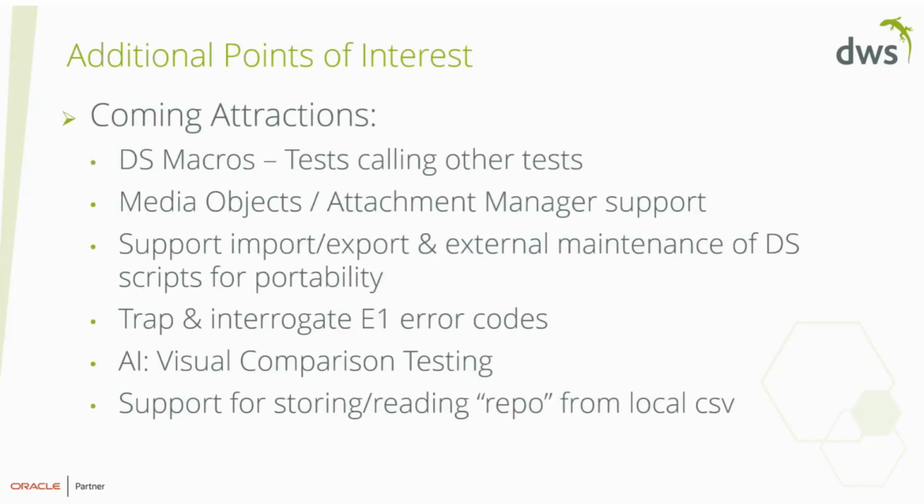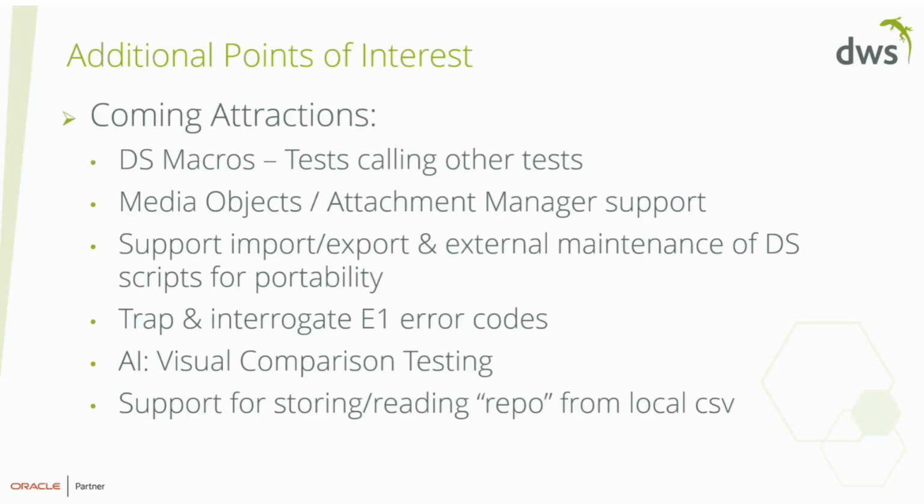And finally, coming attractions. This is stuff coming down the pipe in the future. We're looking at DS macros, which is, in other words, subroutines, or the ability for tests to call other tests from within the test as an action. Support for media objects and the attachment manager within JD Edwards. Quite a big one will be the support for importing and exporting DS scripts for portability and external maintenance. We want to be able to track and interrogate E1 error codes. So a test isn't just going to fail if there's an error. You might want it to fail if there's a particular E1 error code.